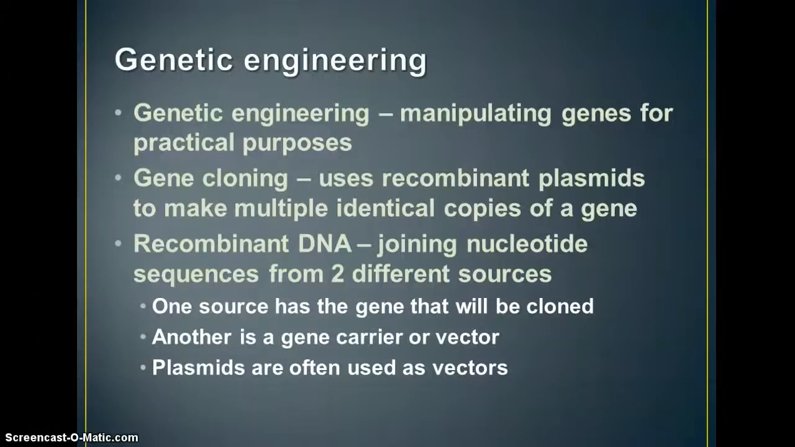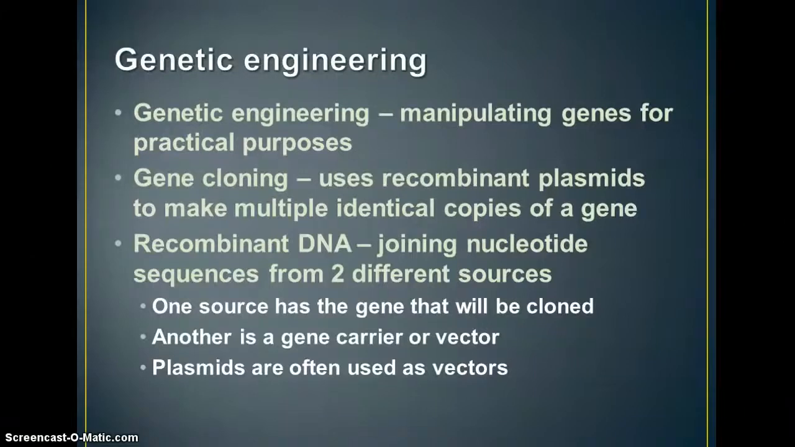What we're making here is something called recombinant DNA. In doing so, we're joining the DNA sequence from two different sources. One source has the gene that we want to have a copy of, and the other source is the gene carrier or vector. Very often in biotechnology and genetic engineering, plasmids from bacteria are used as vectors. Often the bacteria used is E. coli because E. coli is around all the time. It's ubiquitous. It's used for lots of things, and there are a number of different laboratory strains of it that are very safe.